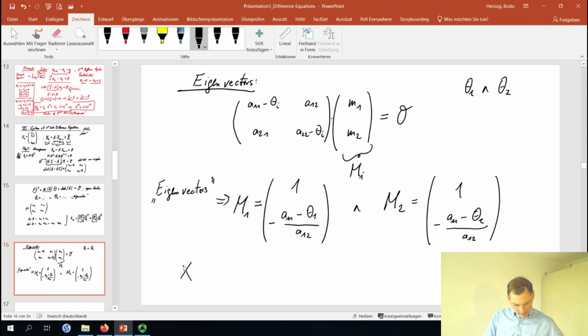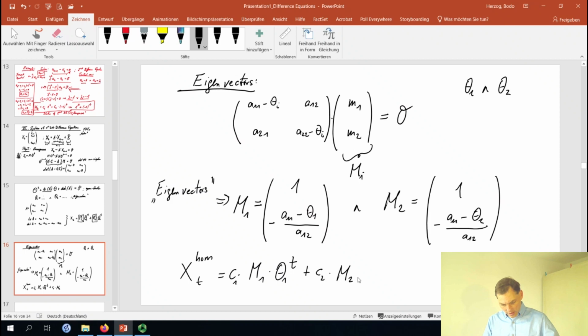Okay, and that gives me then the homogeneous solution at t. Of course, there are always some constants we can determine by initial conditions. It's my m1 times my theta 1 to the power of t, plus some constant c2, my eigenvector m2 times my theta 2 to the power of t. But look, this is just the homogeneous part. In order to have the general solution, we also have to do the inhomogeneous part, and then we add up both. The homogeneous solution plus inhomogeneous gives me the general solution.